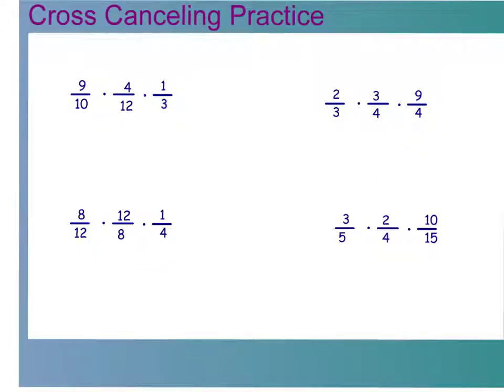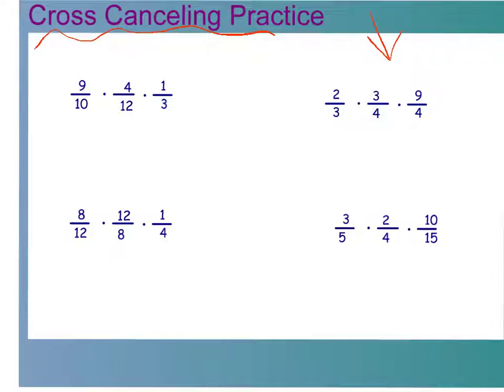All right, cross-canceling. Now, if we did not cross-cancel, you would say 9 times 4 is 36, times 1 is 36. Then you do 10 times 12 is 120, times 3 is 360, and you'd have all this reducing. So, here's what I want to teach you: you can cross-cancel. And I'm going to start on this problem. So let's do this problem first.